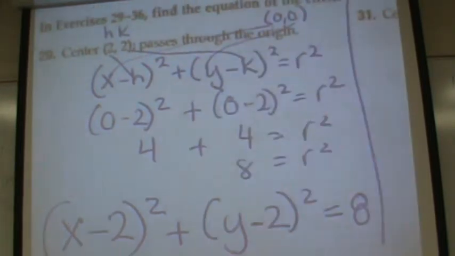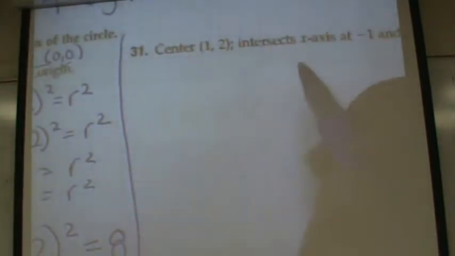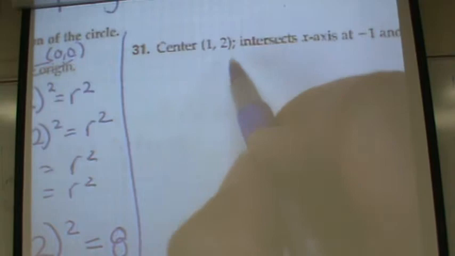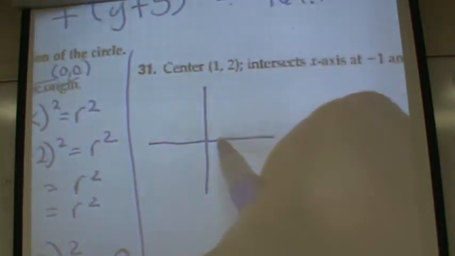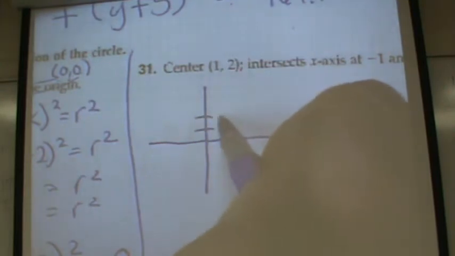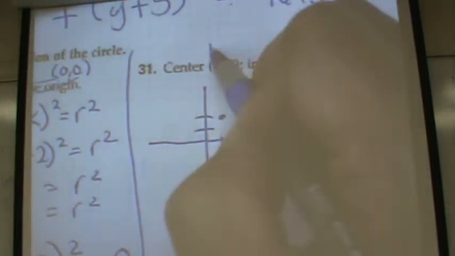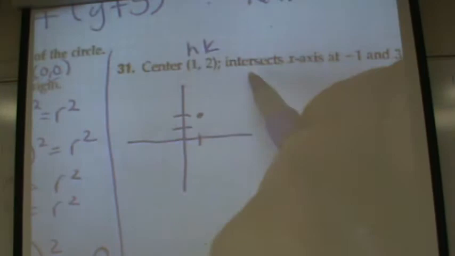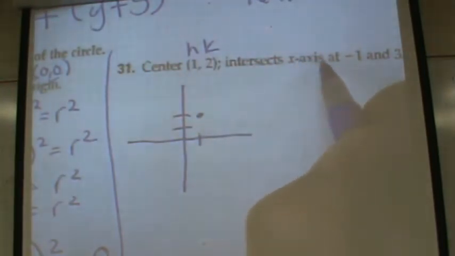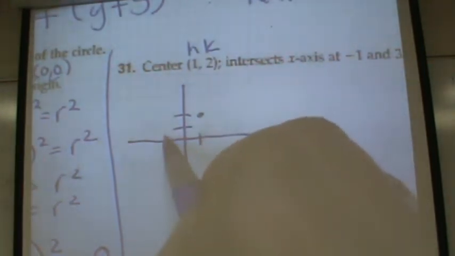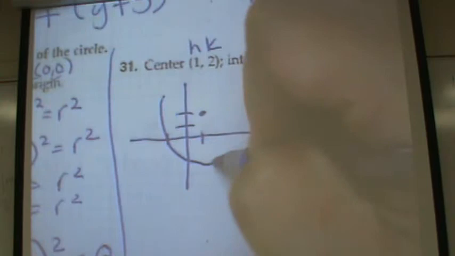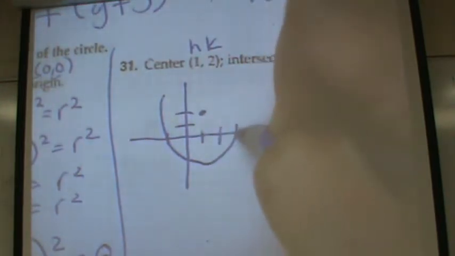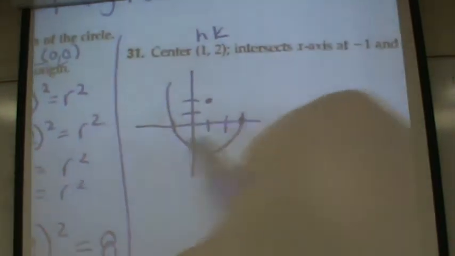Okay, the next one. This one says the center is at 1, 2. Where's 1, 2? Right. 1, there's your center, right there. That's your h and your k. And then it says it intersects the x-axis at -1. Well, here's -1. So what's happening is the circle's coming like this, and it's also intersecting at 3. It's the best circle I can draw for you.